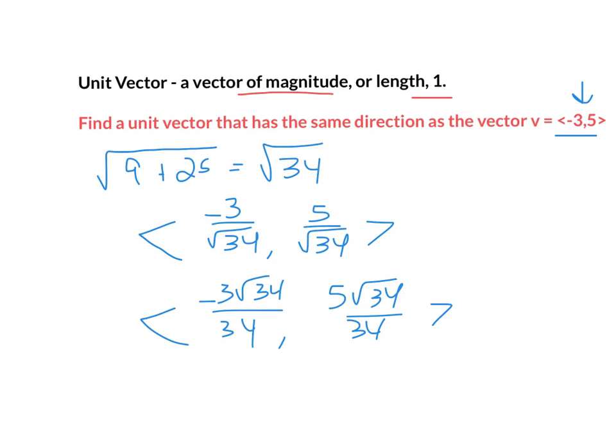Now, if you were to find the magnitude of this, if you were to square this, square that, add them up, take the square root like I did up here, I promise you would get 1 because it's a unit vector.